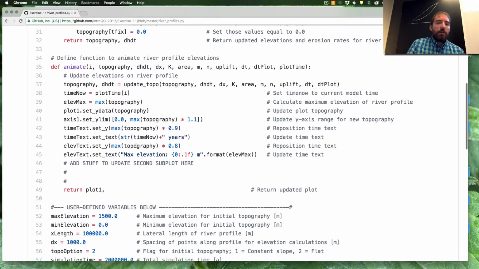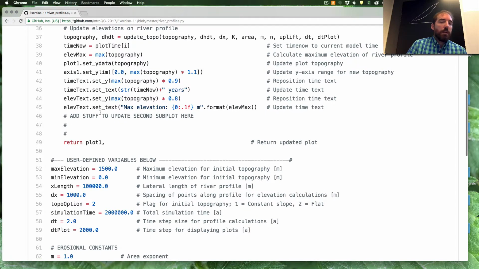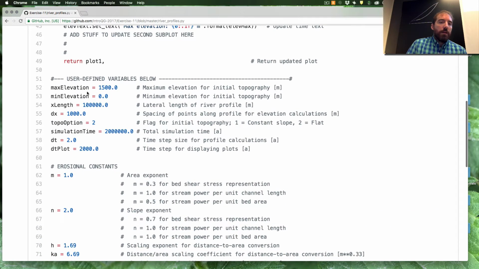Animate is a similar kind of thing. We have these different parameters that are related to the plot window and to the plots that you'll have in matplotlib. So I'm actually going to skip and come back to what this animate function does in just a second.